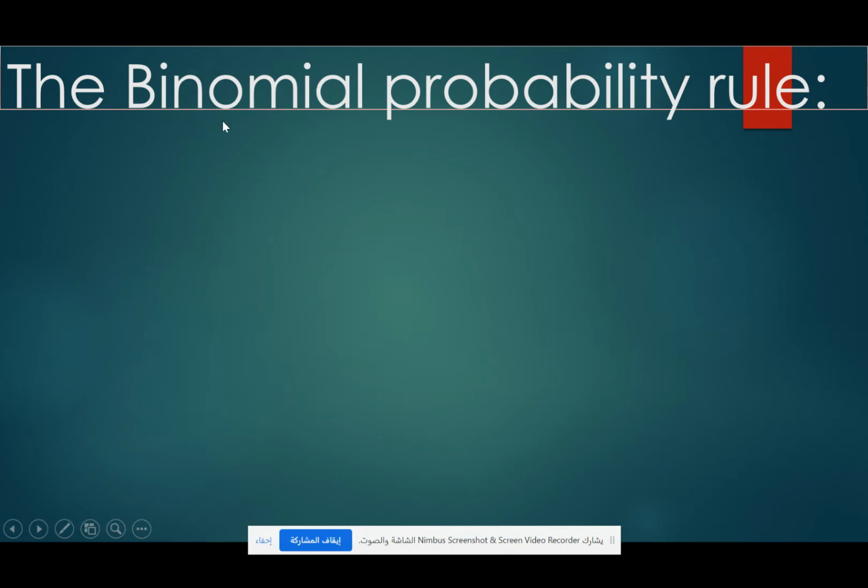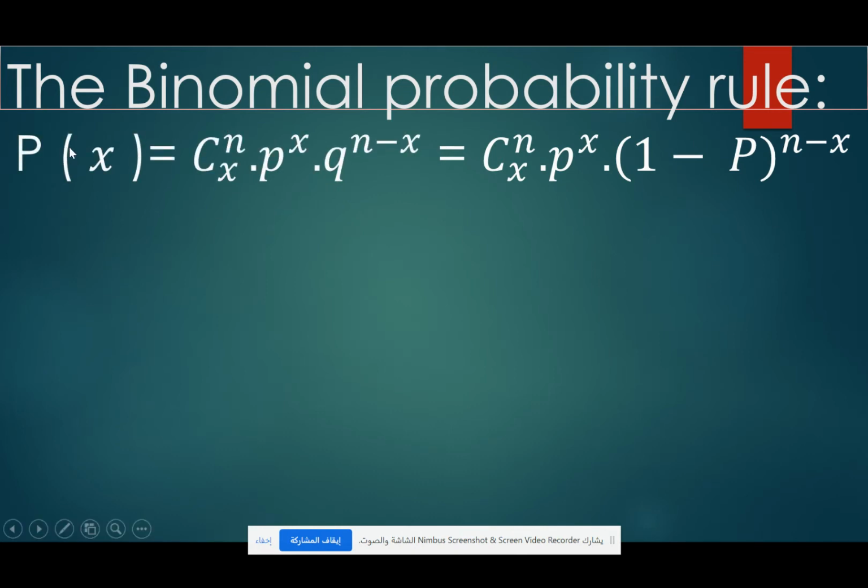For example, if you want to get any two things or an experiment including two opposite things. Now the rule is saying the probability of x equals n combination x multiplied by p to the power of x times q to the power of n minus x. That all equals n combination x multiplied by p to the power of x times 1 minus p to the power of n minus x. You can see that this q is a complement of p. Because of that, we wrote it as 1 minus p to the power of n minus x.